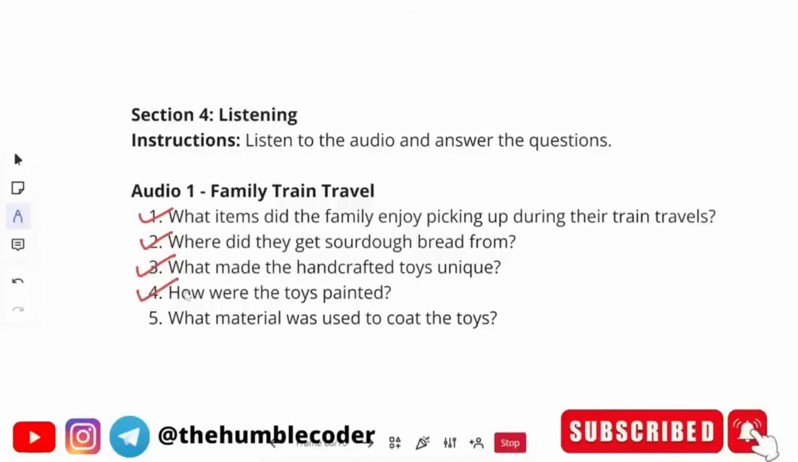How were the toys painted? The answer will be, the toys were hand painted using organic dyes. Next question is, what material was used to coat the toys? The correct answer will be, the toys were coated with a lacquer made from natural resin produced by insects.